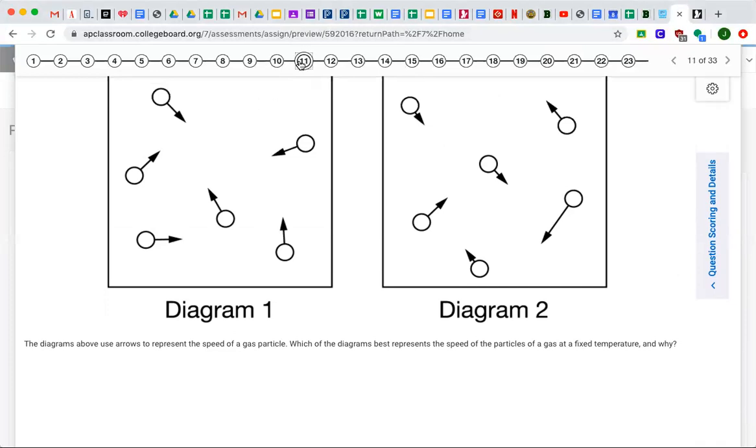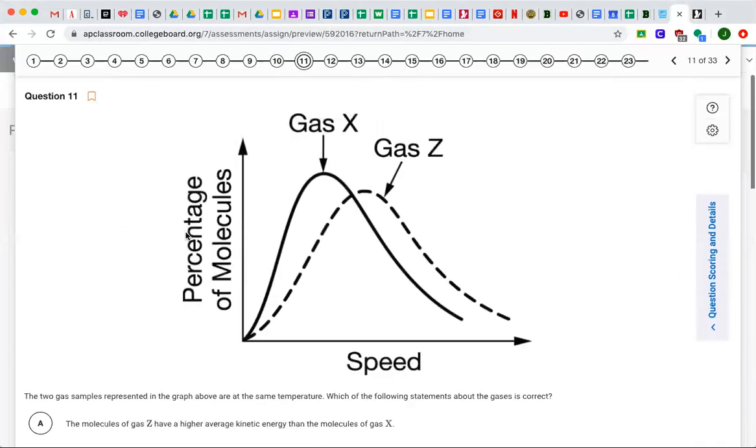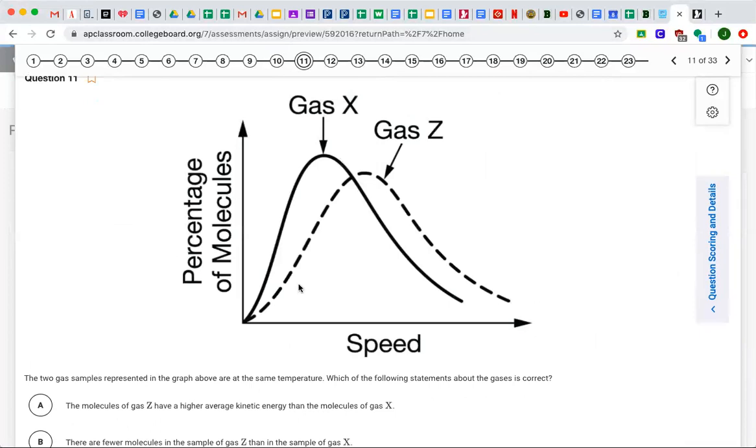Okay, so number 11. Here's a distribution that shows your percent of molecules with different speeds. I think that's a Boltzmann distribution, but let me look this up really quickly to make sure that's the right name. Yeah, that's a Boltzmann distribution.